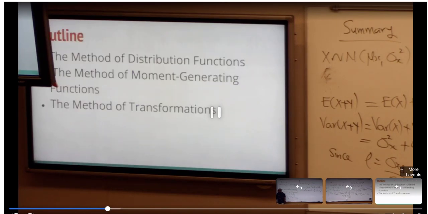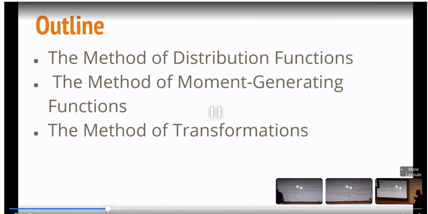We have three methods if we want to do this. One is the method of distribution function. The second is the method of moment generating function. We've done that before. And the third one is the method of transformation. Now, this method is new. We have different kinds of transformation that can be used, but I'm going to use the Jacobian transformation. Okay, now let's get started.